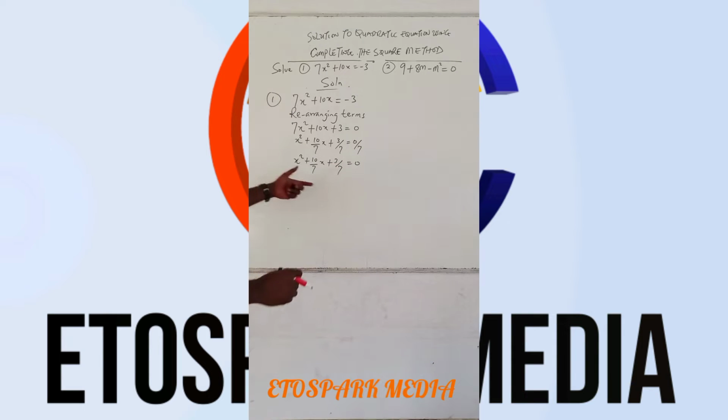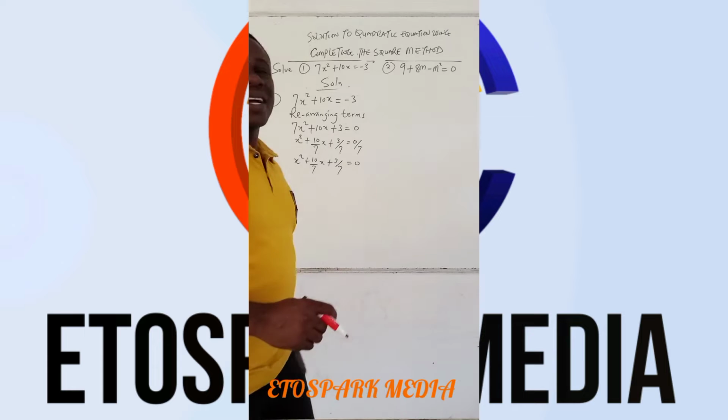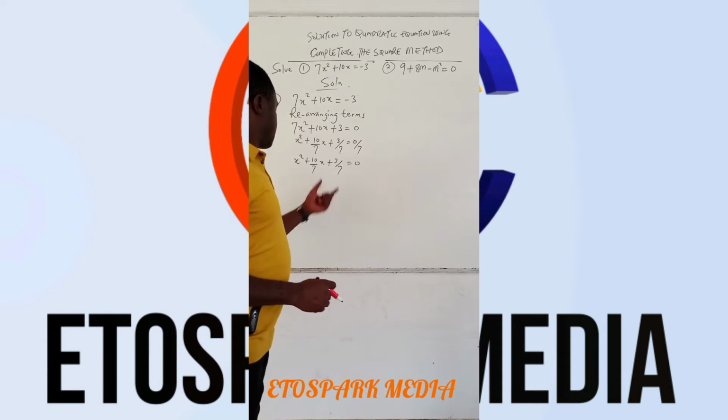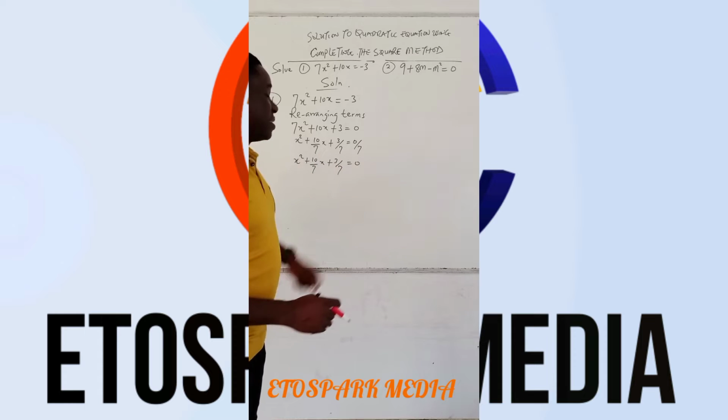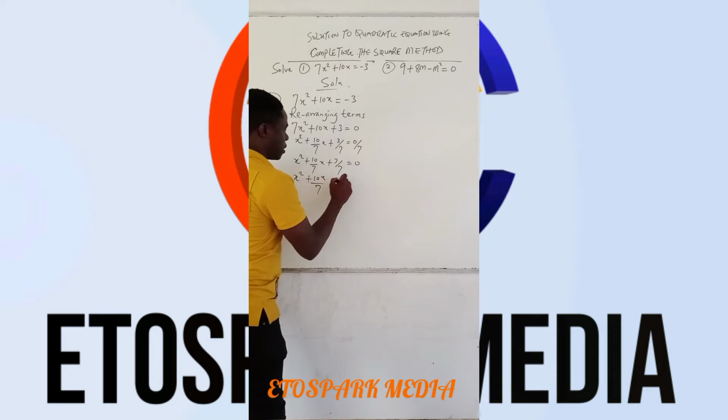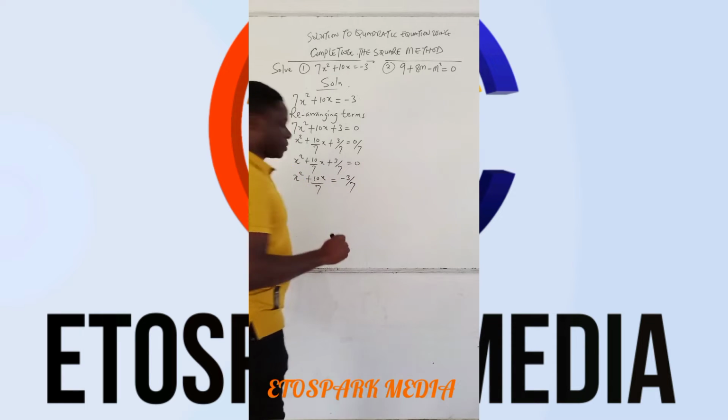The next thing we need to do is to subtract 3 over 7, which is this constant term, from both sides. This is to eliminate it from the left-hand side entirely. So this will be like x squared plus 10x over 7 equals minus 3 over 7.